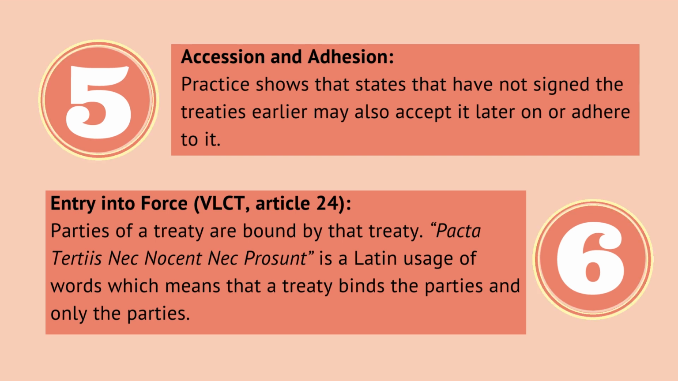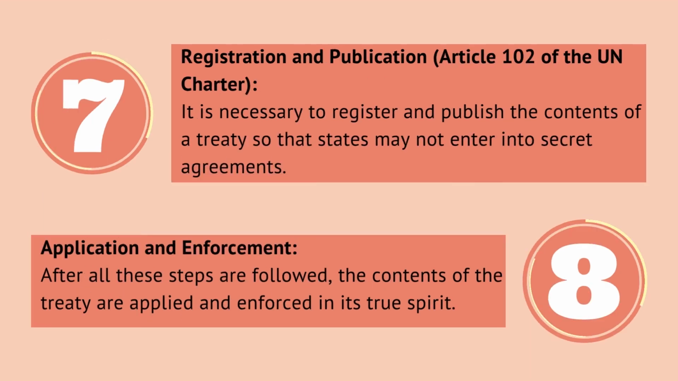Parties of a treaty are bound by that treaty. Pacta tertiis nec nocent nec prosunt is a Latin usage of words which means that a treaty binds the parties and only the parties. Number 7. Registration and publication, Article 102 of the UN Charter. It is necessary to register and publish the contents of a treaty so that states may not enter into secret agreements. Number 8. Application and enforcement. After all these steps are followed, the contents of the treaty are applied and enforced in its true spirit.